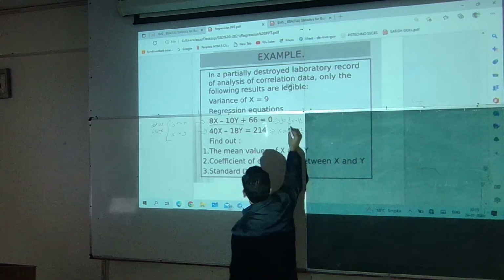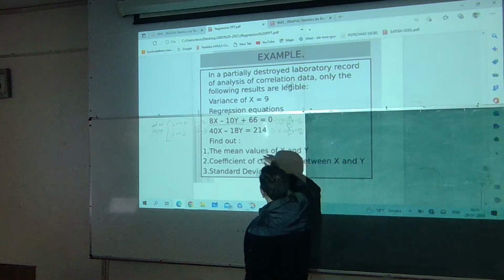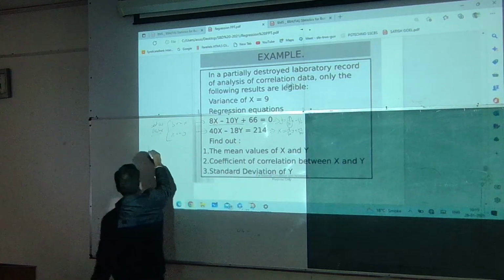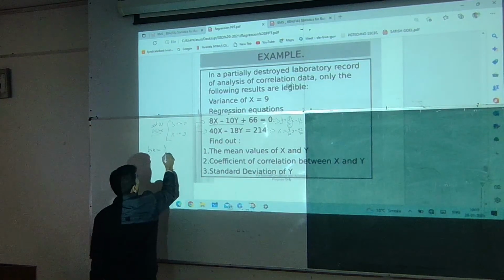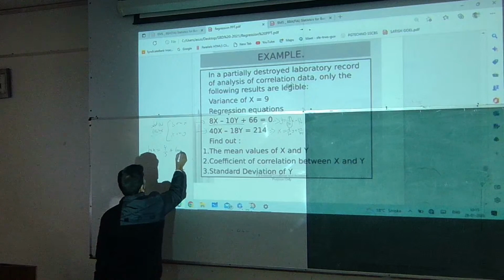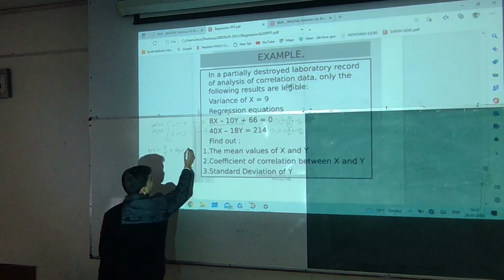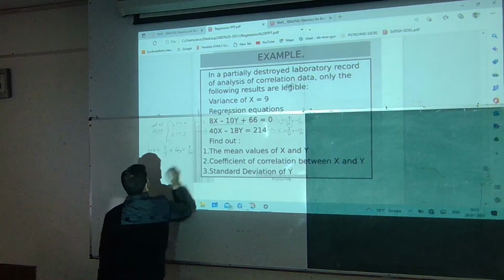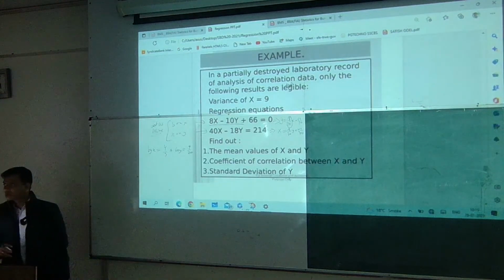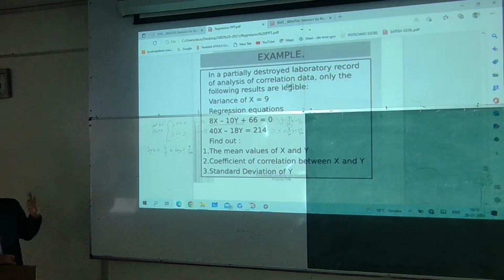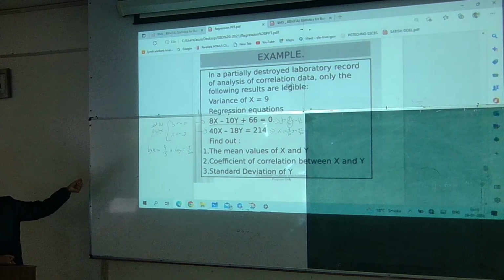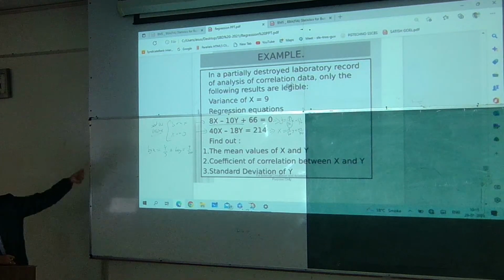So basically this 8 by 10, or you can say 4 by 5, is my byx, and bxy is 9/20, you can say. I have assumed the first equation is y on x and the second is x on y, and correspondingly I calculated their slopes. Okay, so I have calculated byx and bxy.